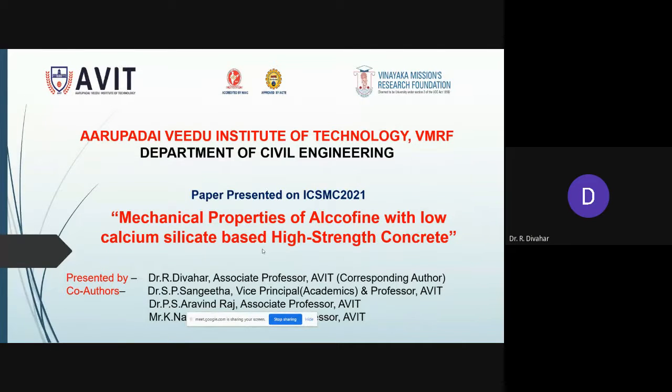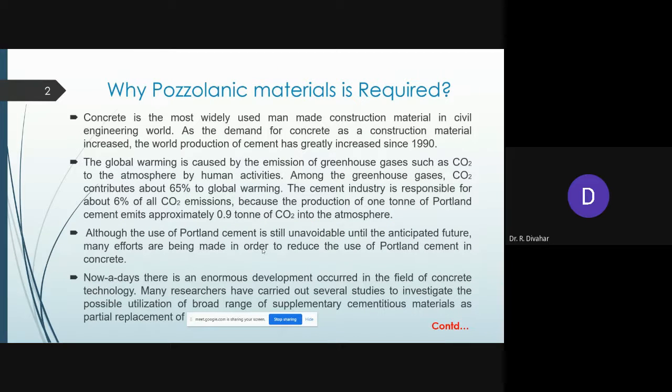I am Dr. R. Divahar from AIT campus. Today I am going to present my paper entitled Mechanical Properties of Alccofine with Low Calcium Silicate Based High Strength Concrete. Concrete is the most widely used man-made construction material in the civil engineering world. As the demand for concrete increased, the world production of cement has gradually increased since 1990. Global warming is caused by emission of greenhouse gases such as CO2 to the atmosphere by human activities.